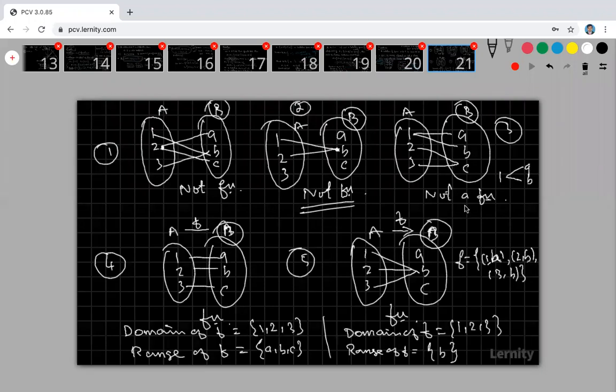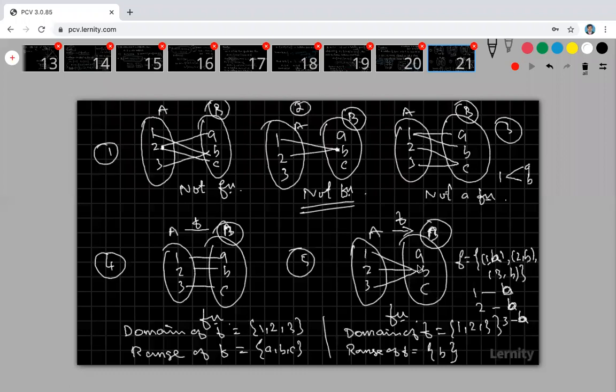Are you okay, Harish? Now come to here. What about my one? The image of one is A. Image of two is A. Image of three is A. How many images for one? Only one. How many images of two? Only one. Number of images of three is also one. But all are the same, no problem. I'm sorry, this is B.